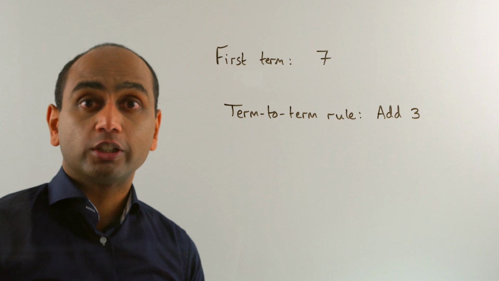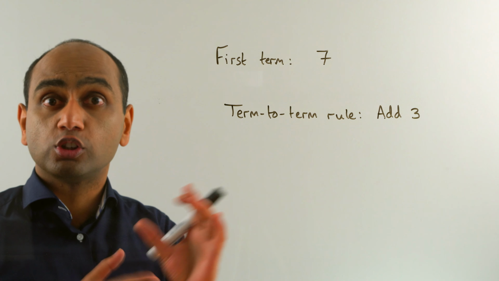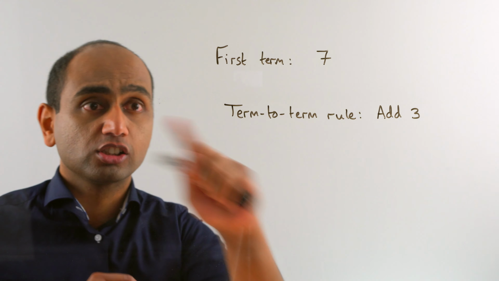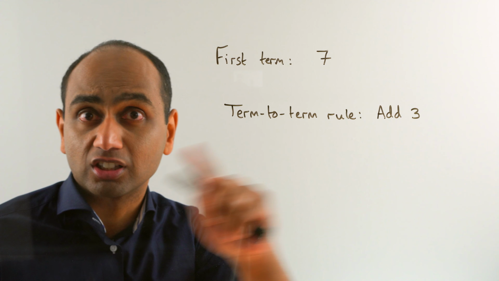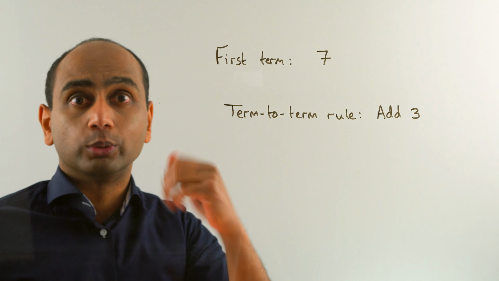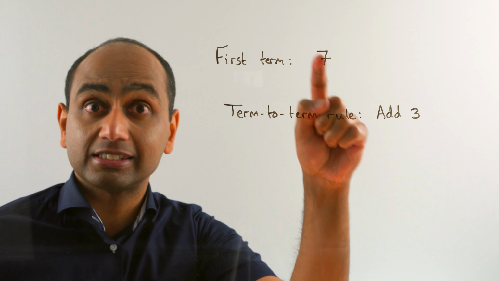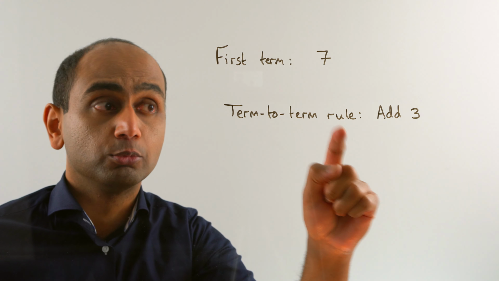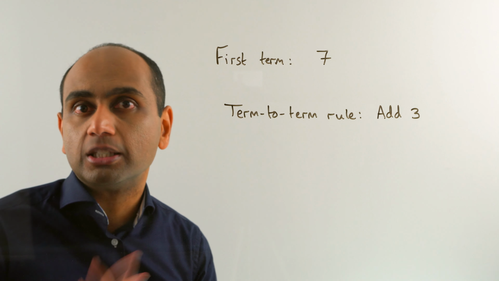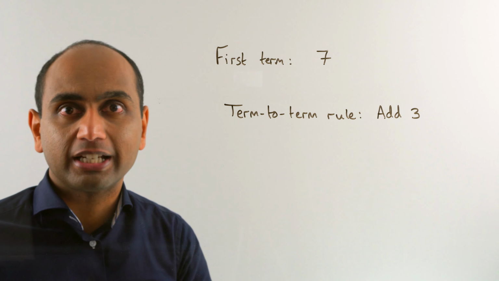In this video we're going to be looking at generating terms of a sequence using what's known as a position to term rule. Before we do that, let's just quickly recap using term to term rules. So for example, if I tell you that we've got a sequence where the first term is 7 and the term to term rule is that we add 3, can you list out the first 5 terms of this sequence? Pause the video and have a quick go at that.